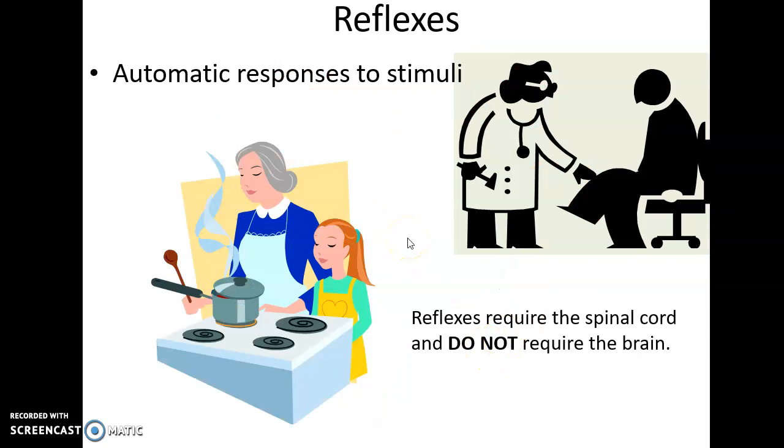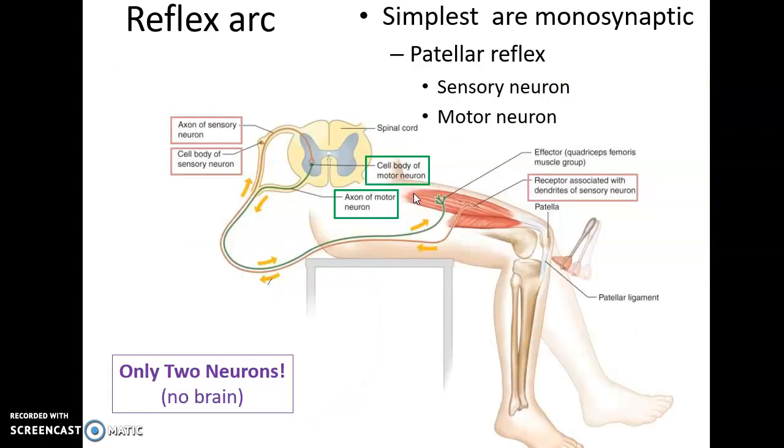All right, reflexes. Reflexes are automatic responses. Reflexes only require the spinal cord. The brain is not required to have the reflex occur. Although the information that it occurred will get passed on to the brain, that is not needed for the reflex.